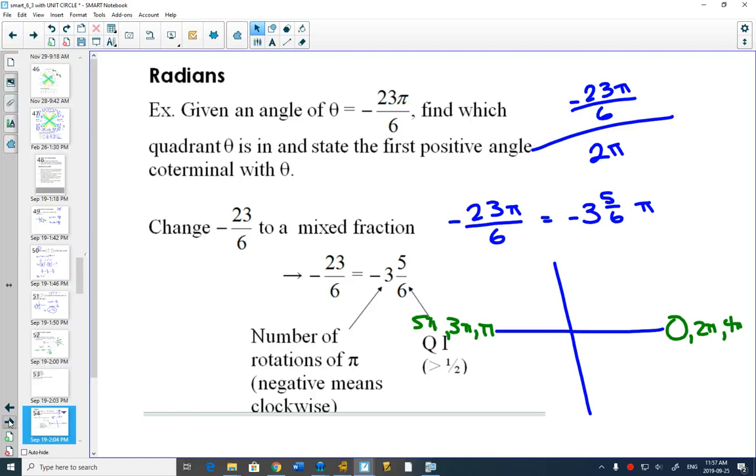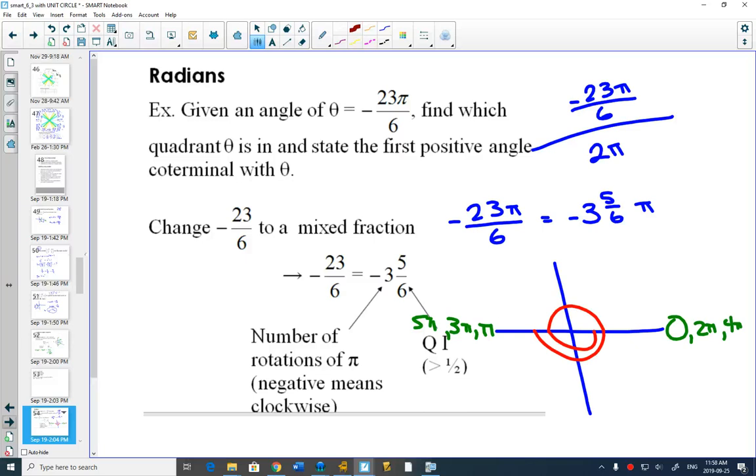Pi radians is only halfway around a circle. Does that make sense? 2 pi is all the way around. Pi radians is halfway around. So now, with negative 3 and 5/6, I'm starting in standard position. I need to go negative 3: 1 pi negative direction, 2 pi negative direction. Negative 3 will end on the negative x-axis. Odd numbers end on the negative x-axis. Even numbers would end on the positive x-axis.